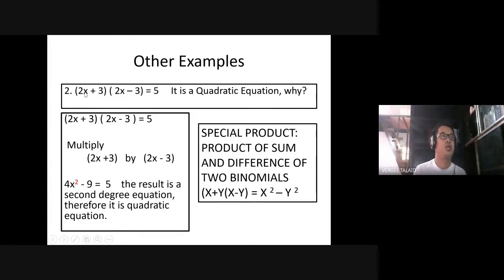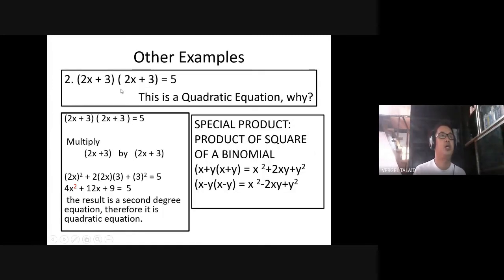Next, quantity 2x plus 3 times quantity 2x minus 3 is equal to 5. This is also a quadratic equation. Why? Because if we are going to multiply 2x plus 3 by 2x minus 3, take note that this is in the form of a sum and difference of two binomials. To get the product, we simply get the square of the first term, which is 2x, and the square of the second term, which is 3. So the square of 2x is 4x squared. The square of 3 is 9. Just copy 5. Then the sign is always minus here. So therefore, the result is still a quadratic equation.